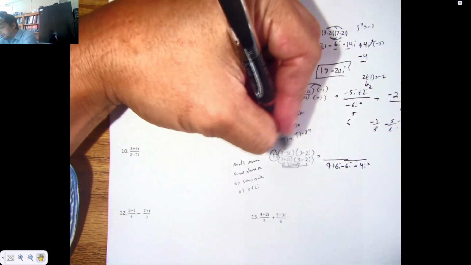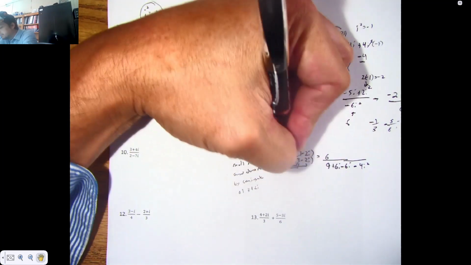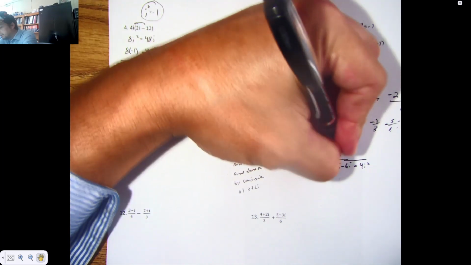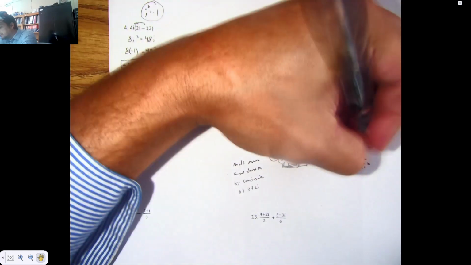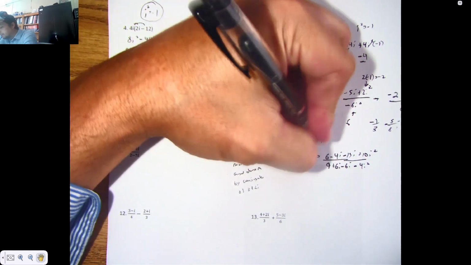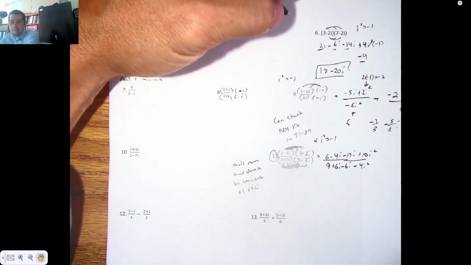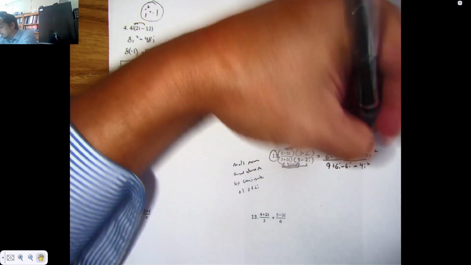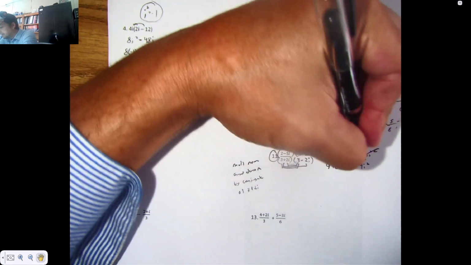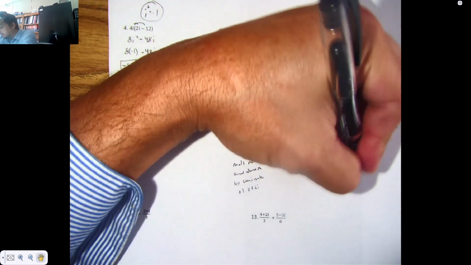The numerator, again, double distributive property. 2 times 3 is 6. 2 times negative 2i is minus 4i. Negative 5i times 3 is minus 15i. And then plus 10i squared. And once again, i squared is negative 1. So everywhere you see an i squared, you change the sign and you throw it away. Like this plus 10i squared, that's minus 10. This minus 4i squared, that's plus 4.